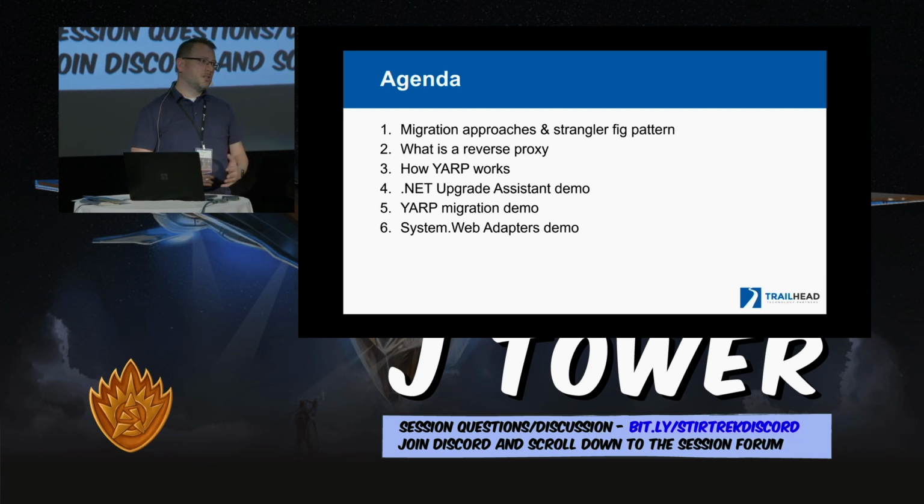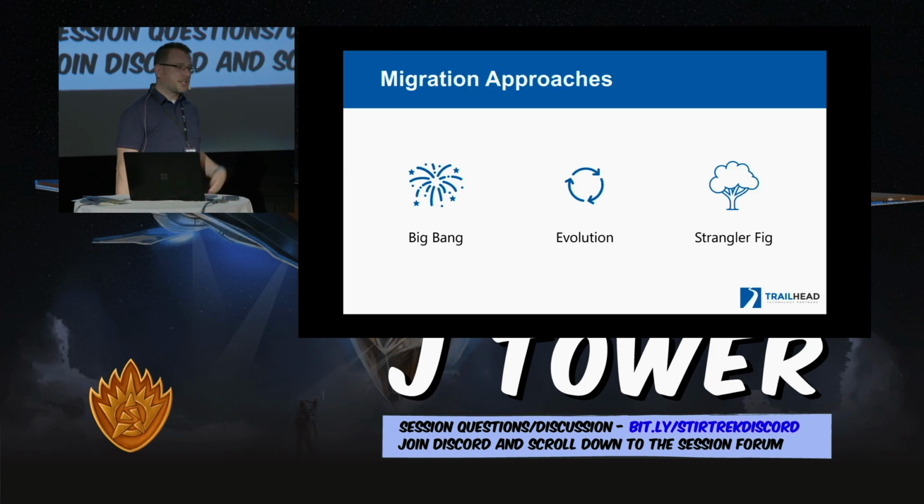Then there's a tool that doesn't exactly come with YARP, but is very strongly related to YARP, called the .NET Upgrade Assistant. I want to look at how it's going to help you use YARP to create an incremental migration from your ASP.NET to ASP.NET Core app. And then the last thing is the System Web Adapters, a NuGet package that ties in some of that old System.Web namespace that's available in ASP.NET and is not available in ASP.NET Core. So those are the things we're going to talk about.